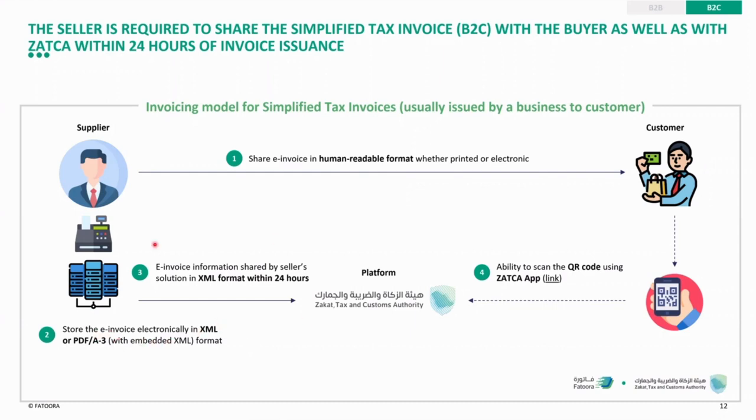And then finally, the seller has to share all generated invoices to the Zatka platform, and we are giving a grace period of 24 hours for them to share these invoices. We understand how time sensitive B2C business transactions are, so we're giving a grace period of 24 hours for the taxpayers to share the invoices. Now, similarly, as we see in the B2B, in the B2C as well, you're going to have a QR code printed on the invoice. The customer will have the ability to scan the QR code using the Zatka app to validate the invoice and make sure that it is in the correct format.